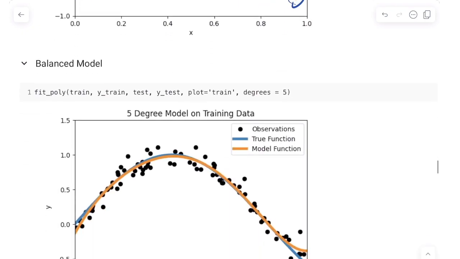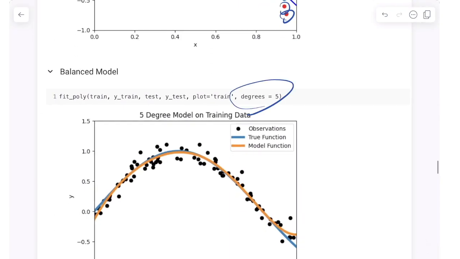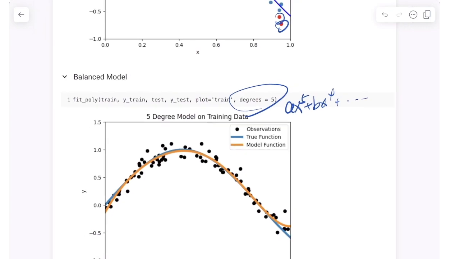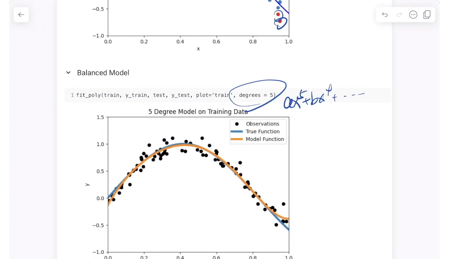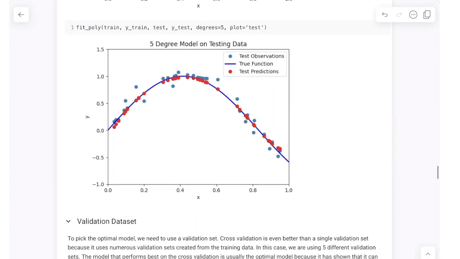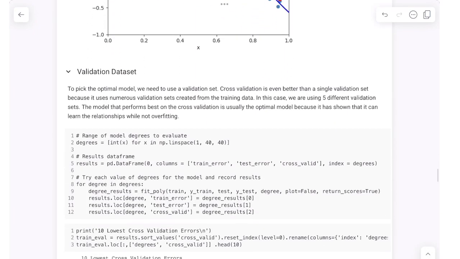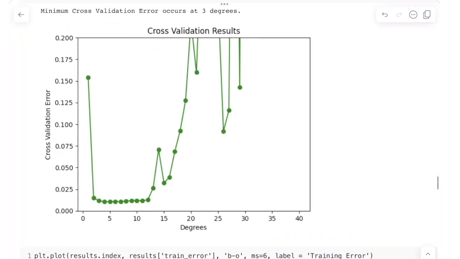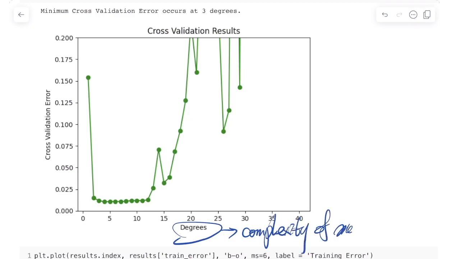So the balanced model is AX^5 plus BX^4, something like that. The balanced model is like that. But when you evaluate different models, so that is a degree, it indicates the complexity of your model.